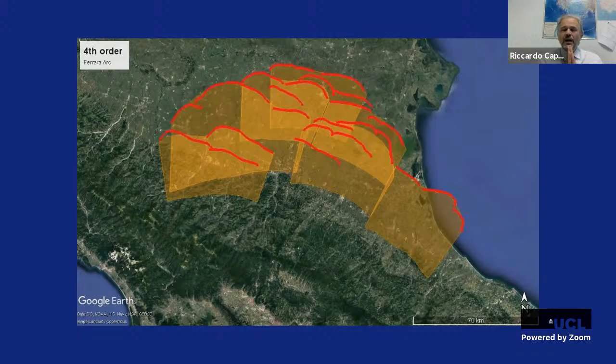The fourth order structures still have more planar shape geometries, but they are still characterized by angular segment boundaries, gaps, oversteps, something like this. So we still recognize basically hard segment boundaries between each of these fourth order structures. These are the seismogenic structures.